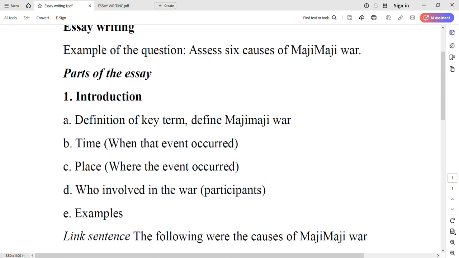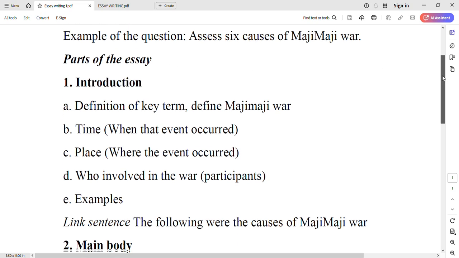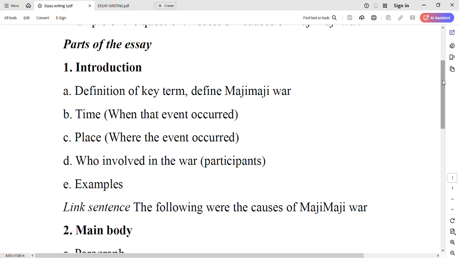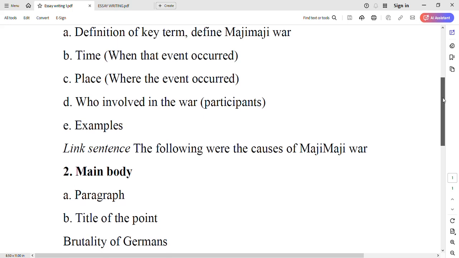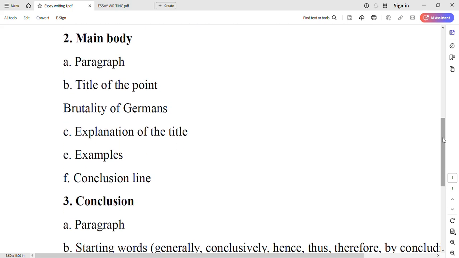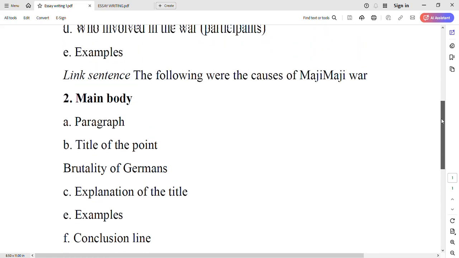At the beginning, we should have an example of a question. Our example question is: assess 6 causes of the Maji War. We're going to use this question as an example, and then our essay parts start there. Every essay has 3 parts. Those are underlined, bolded and have numerals. Number 1 is introduction, number 2 is main body, and number 3 is conclusion. Every essay should have these 3 parts.